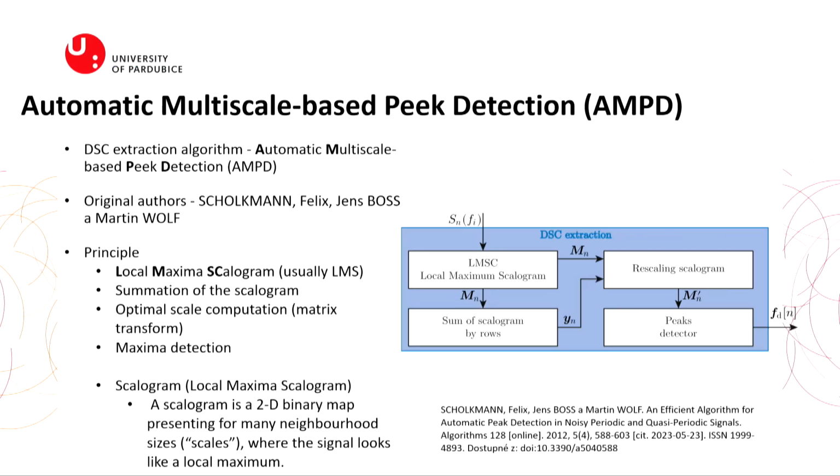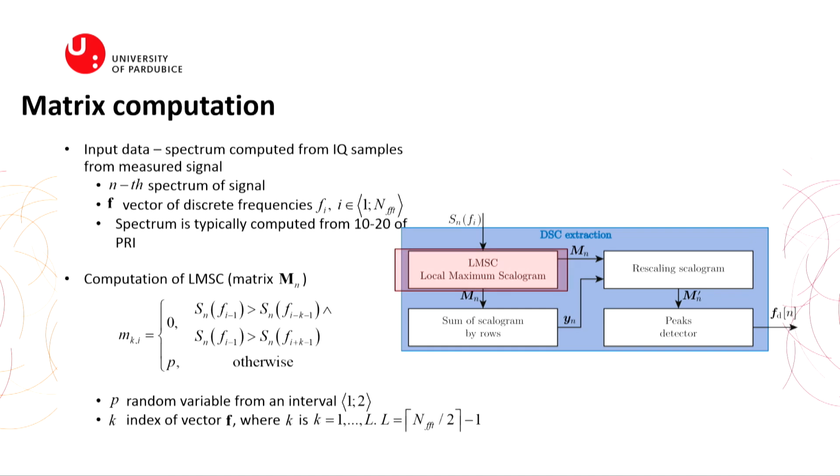AMPD provides peak positions without the necessity to tune many different thresholds or set any threshold, because it is automatic peak detection. It makes the variation and sets the threshold itself, not like myself. It works like this. I will provide you a few more details about this algorithm.